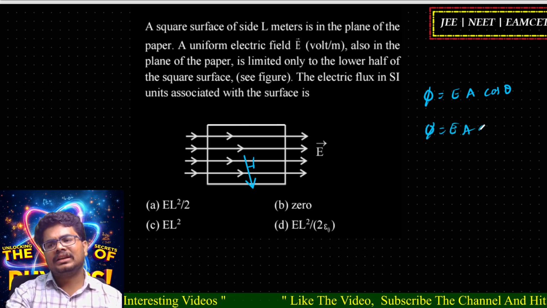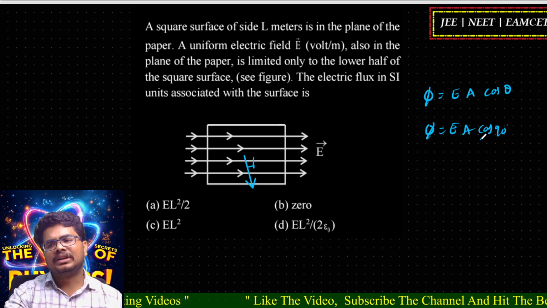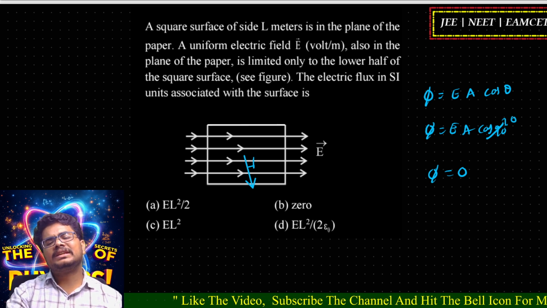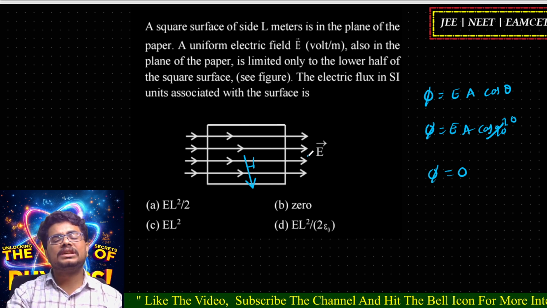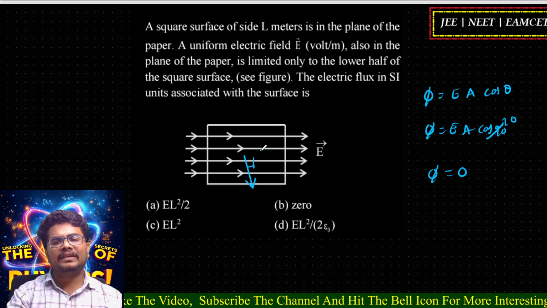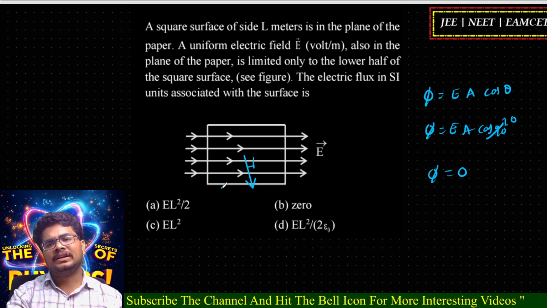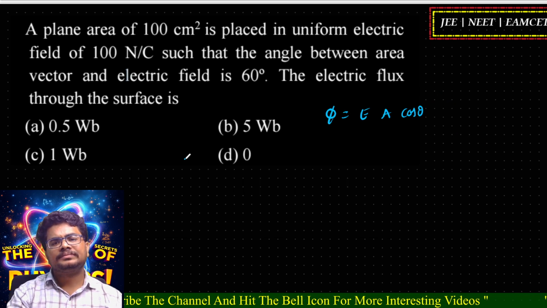EA cos 90. Cos 90 is how much? 0. So flux equals 0. So look at this question. Within a second we solved it because your basics are strong now. The area vector for this sheet is out of the board, or for you people out of the screen.